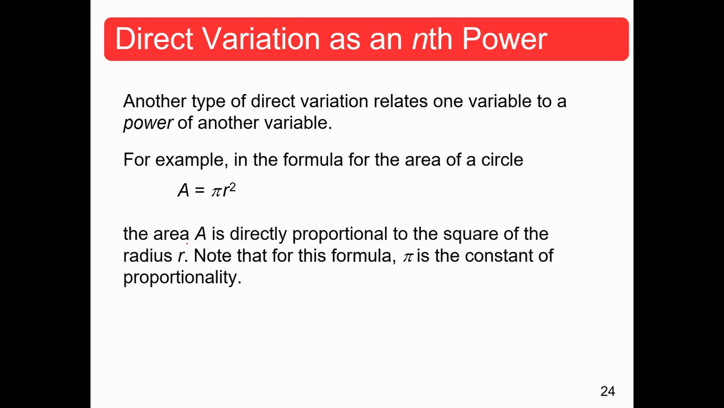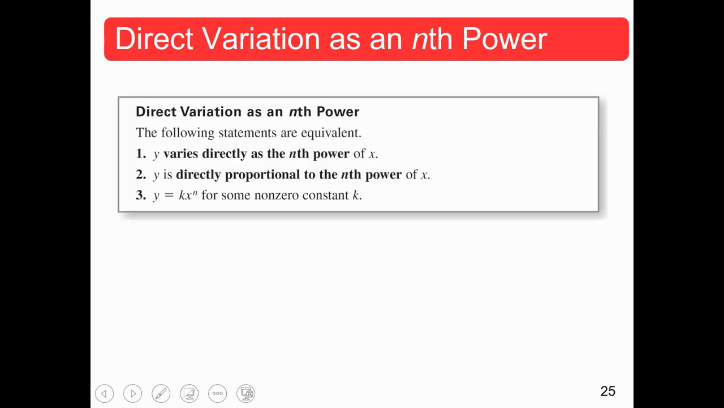And so if you had read it this way, you know that A equals something times the square of the radius. This pi is your constant of proportionality, your K value in this case. So if you hear that y is directly proportional to some nth power, it could be squared, it could be cubed, it could be to the fourth. After that, they usually just say it to the fifth, the nth of something. And then you would put y equals kx to the nth power.